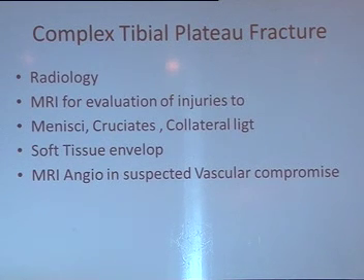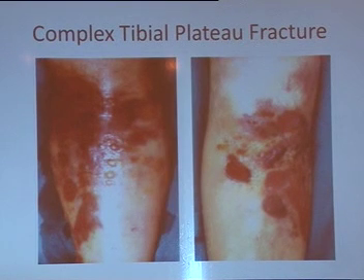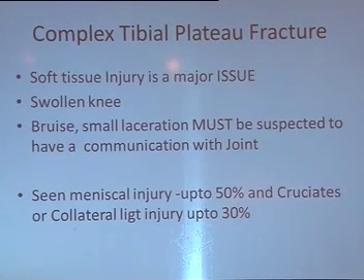Another radiological tool is MRI. It tells about the health of the meniscus, cruciate, and collateral ligament injuries, which are very commonly associated with these fractures, and tells about the soft tissue envelope. MR angiography may be used in cases of suspected vascular compromise. The soft tissue injury may be as grave as this. We should always be alert. Swollen knees should be observed, and one should wait for the swelling to subside. Bruises and small lacerations must be suspected to have communication with the joint.